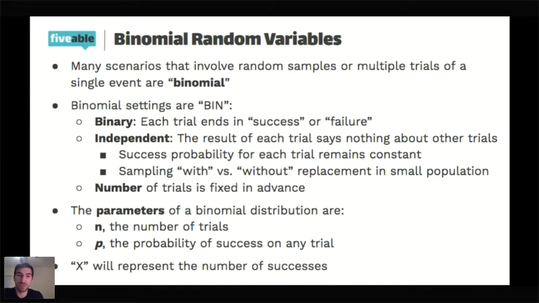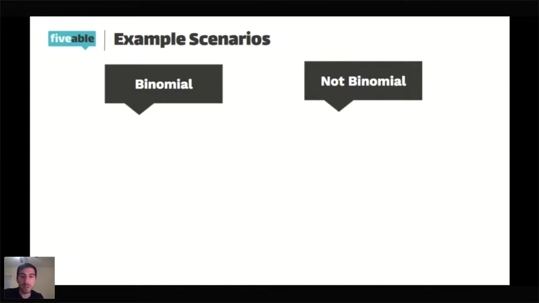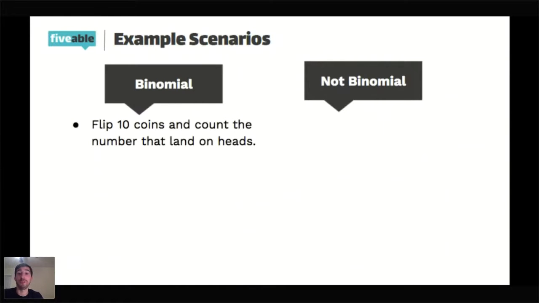So to show you some examples of situations that aren't binomial, let's look at the following. We're going to flip 10 coins and count the number that land on heads. n is 10. I'm doing 10 trials. The events are binary because every time I flip a coin, you either land on heads or tails. And the probability of landing on heads is consistent. It is independent. Every time you flip a coin, you have a 50% chance of landing on heads. So since the event is binary, independent, and the number of trials is set in advance, I can consider this a binomial situation. And x, representing the number of heads that I get, is binomial.